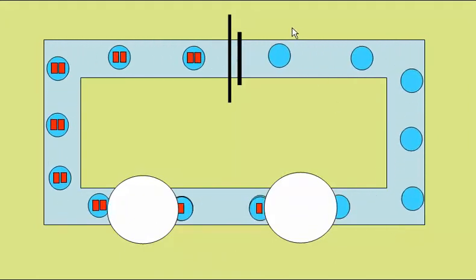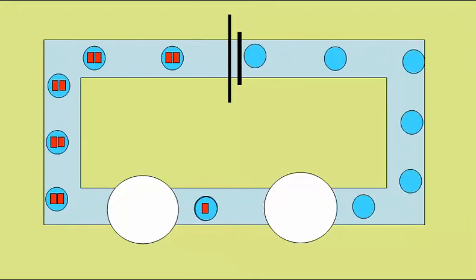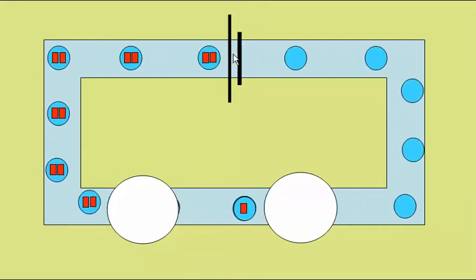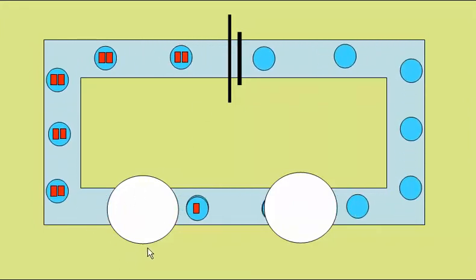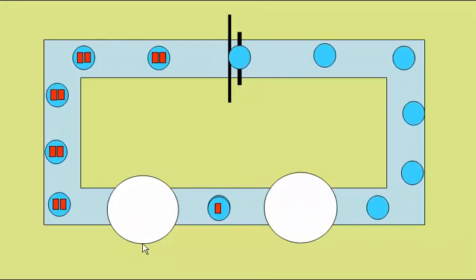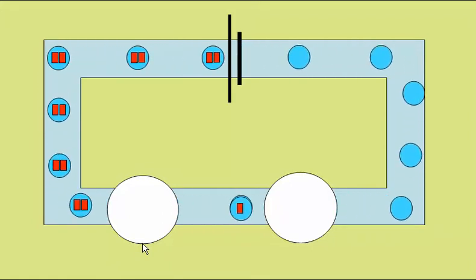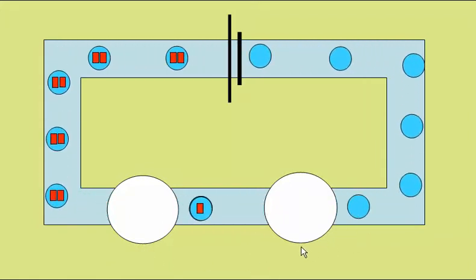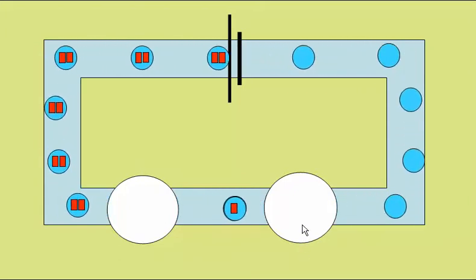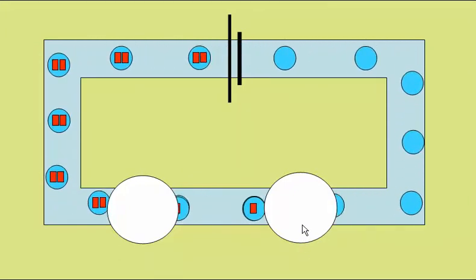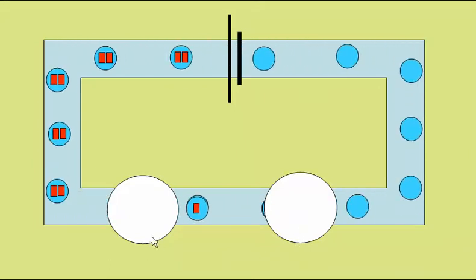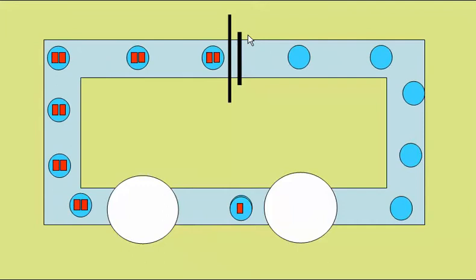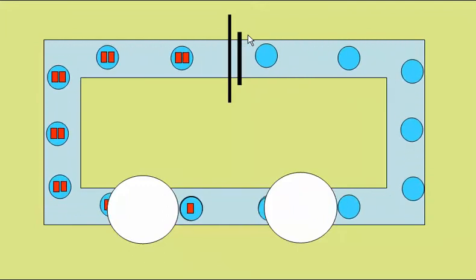But a voltmeter across the cell here would measure 2 units of energy given to each unit of charge. A voltmeter across this lamp would measure 1 unit of energy given to the lamp, and a voltmeter across here would measure 1 unit of energy given to this lamp. So the value of the voltmeters across the two lamps would add to be the same as the value of the voltmeter across the cell.